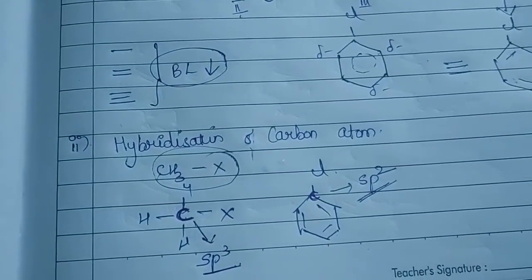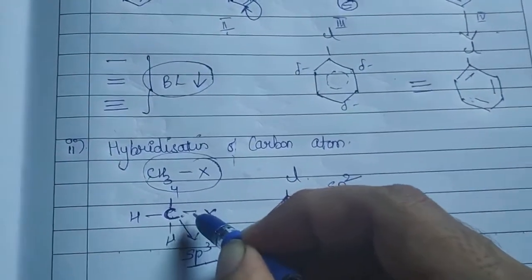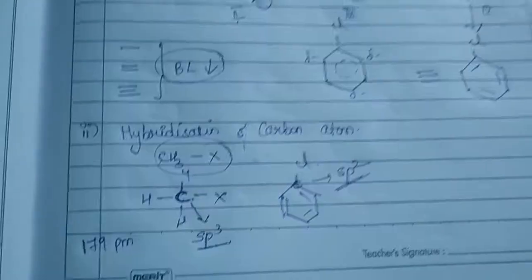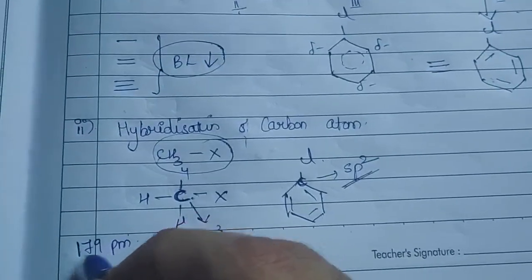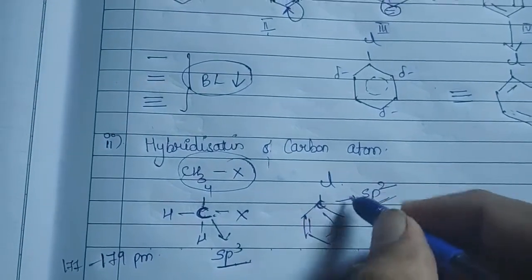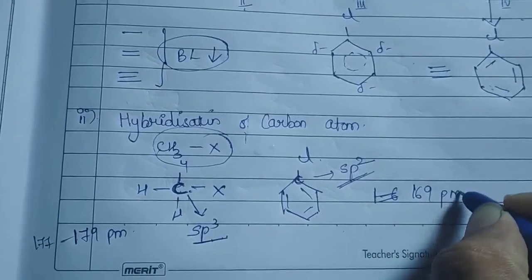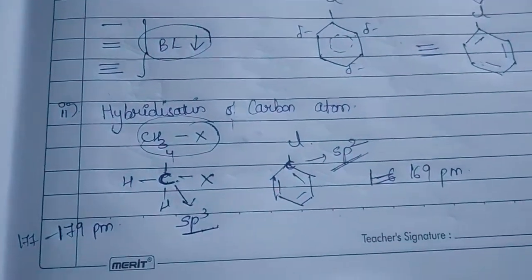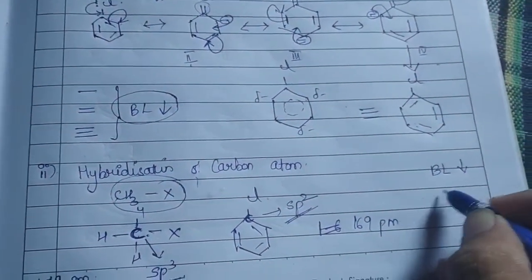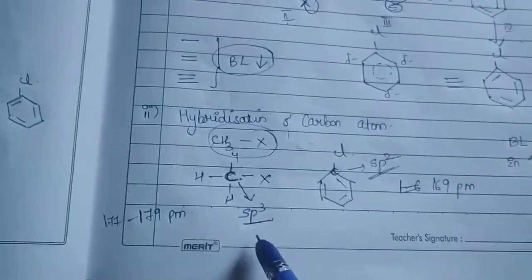So what happens over here? When it is sp3 hybridized, the C-X bond length is nearly in the order of 177 to 179 picometer. But when you are considering the C-Cl bond in a haloarene, you can see it is in the range of 169 picometer. As I mentioned earlier, as the bond length decreases, the energy required for bond breaking increases. The same scenario is happening over here.